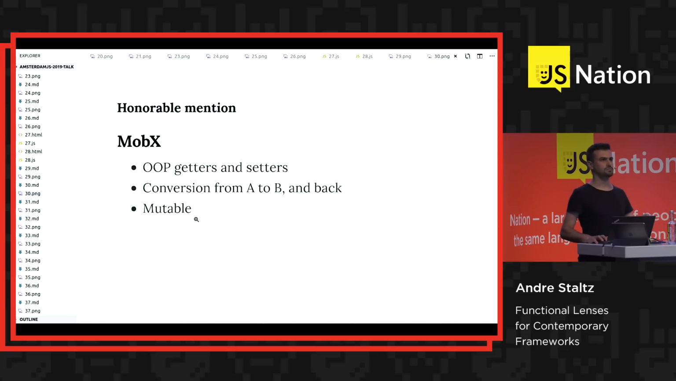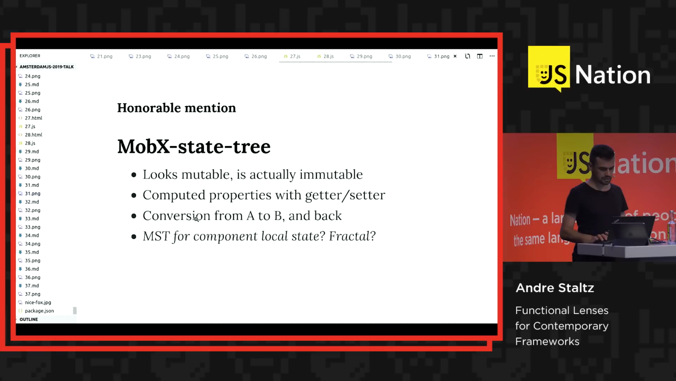I still want to talk about MobX a little bit. MobX actually has conversion back and forth because it has getters and setters, but it is the mutable style. So it's not immutable. We know that. But on the other hand, there is such a thing called MobX state tree, right? And we know that that's under the hood really immutable, and it does have conversion back and forth in an immutable way. So is MobX state tree essentially the same thing as lenses?